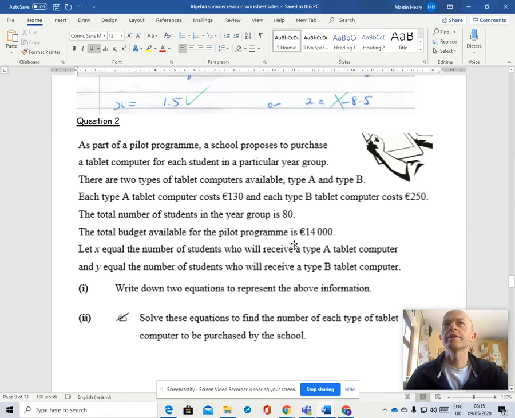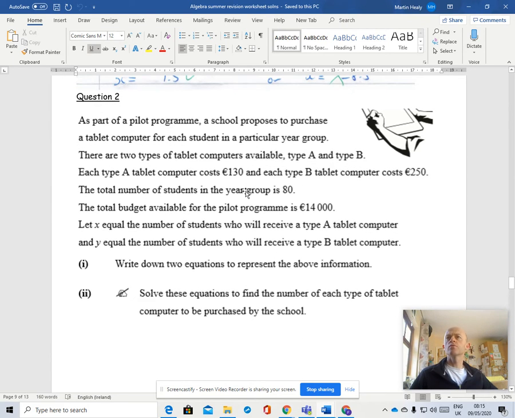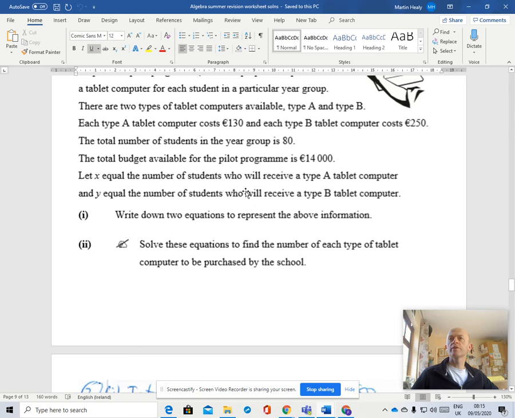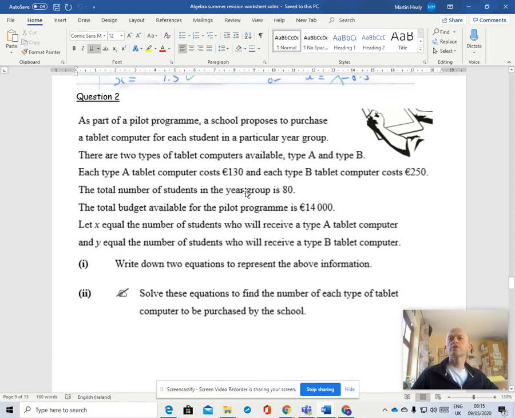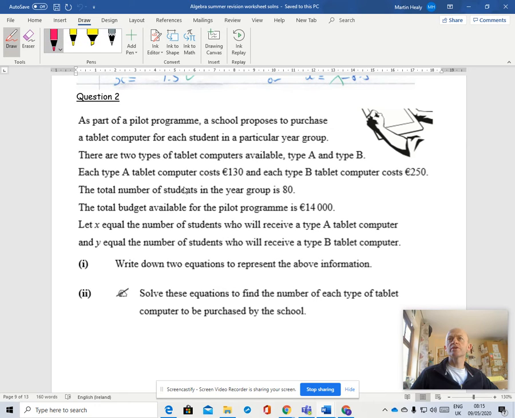I'm just going to do a quick run through question 2 and 3 from the algebra because they were pretty tricky questions. So in this particular question here, it's a little bit old-fashioned at this stage, but anyway, we've got a tablet computer for every student in the year group, right? So how many students are in the year group?